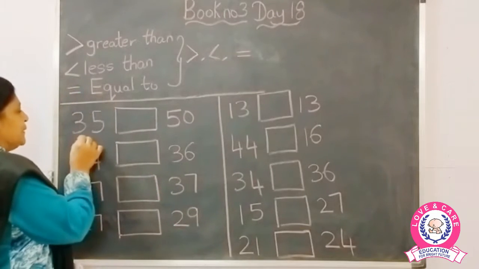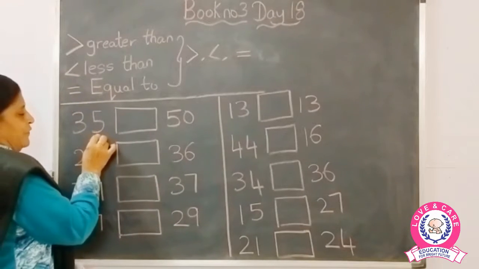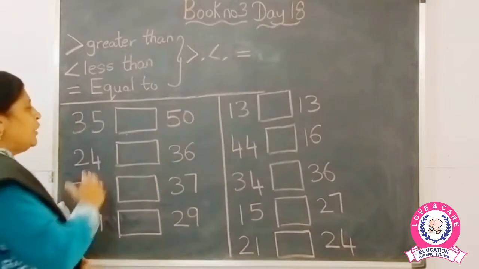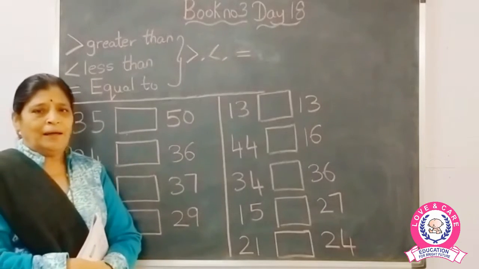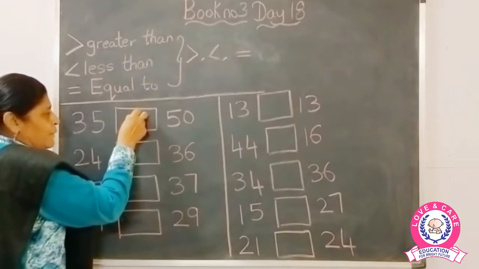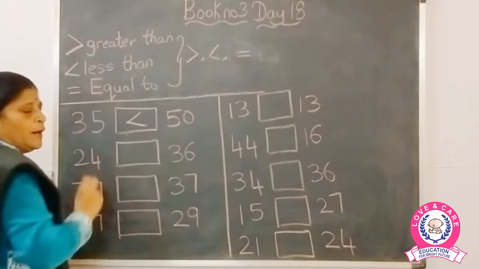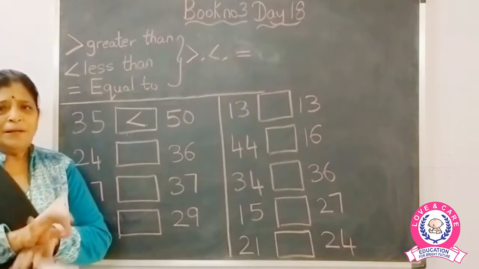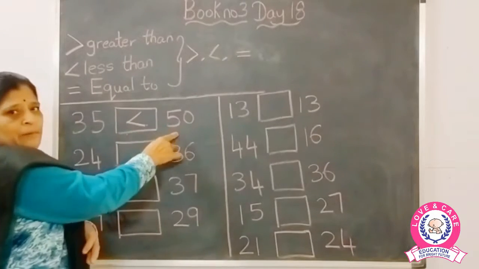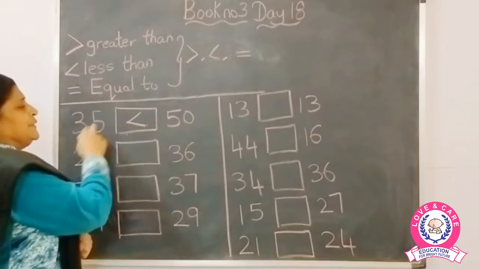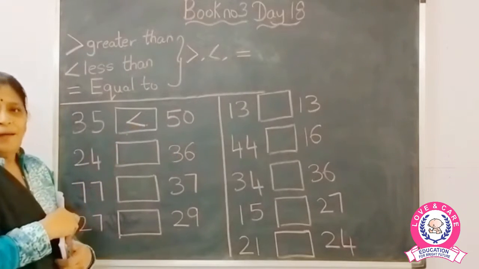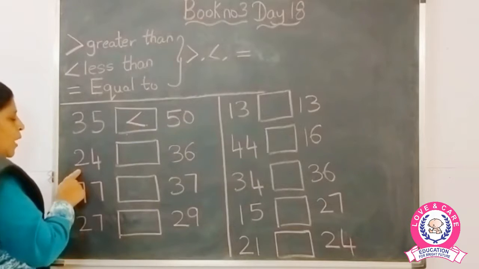Okay? So here see the number 35. A box is given and a number 50 is given. So which of these two numbers is bigger? Yes, 50. So here the sign will be like that. The crocodile face is open toward the bigger number. So the sign is 35 is less than 50. We say it 35 is less than 50. But you have to put the sign like this. Okay? Yes? Okay.